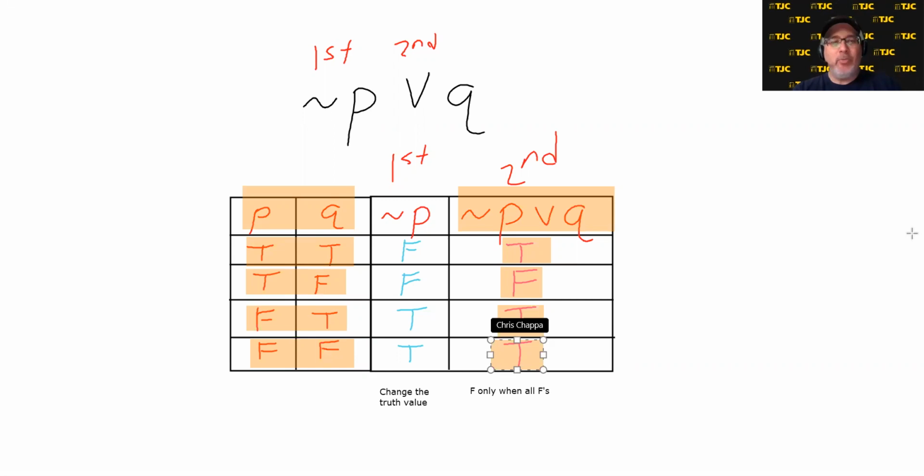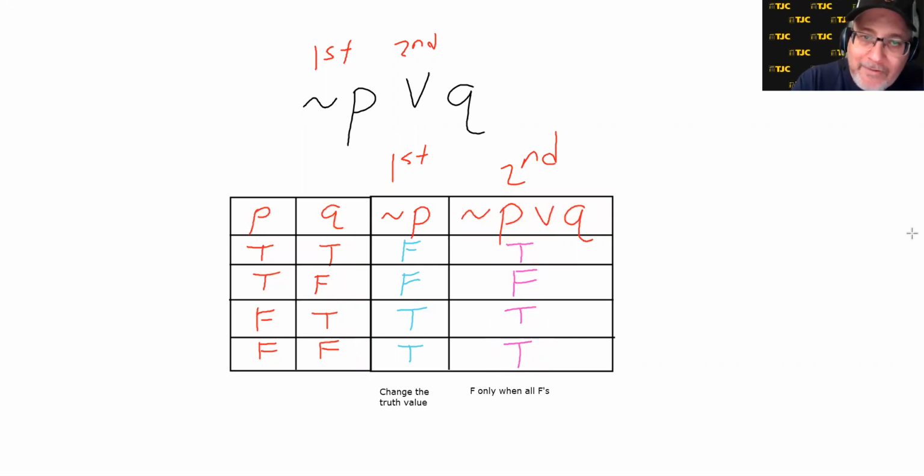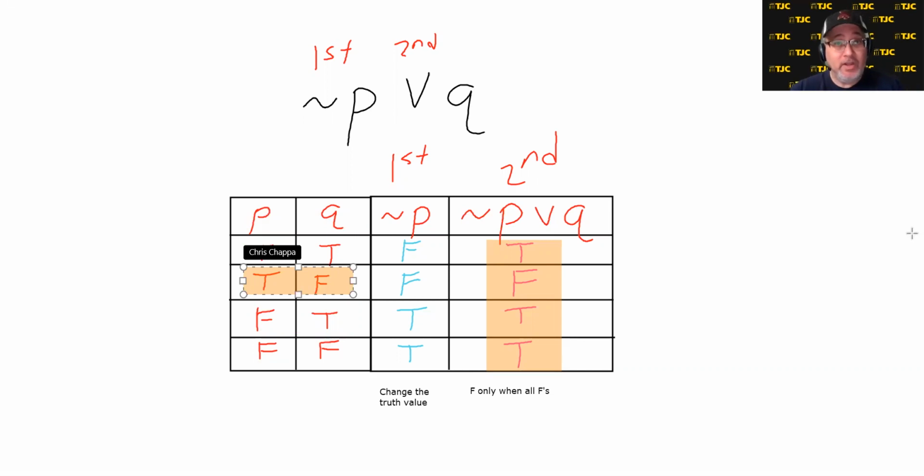Now, I want to wrap up this video with one question. Where have we seen this before? More specifically, which basic truth table has a final column that goes true, false, true, true? Where's the only false? When P is true and Q is false. And when did that happen? The conditional.